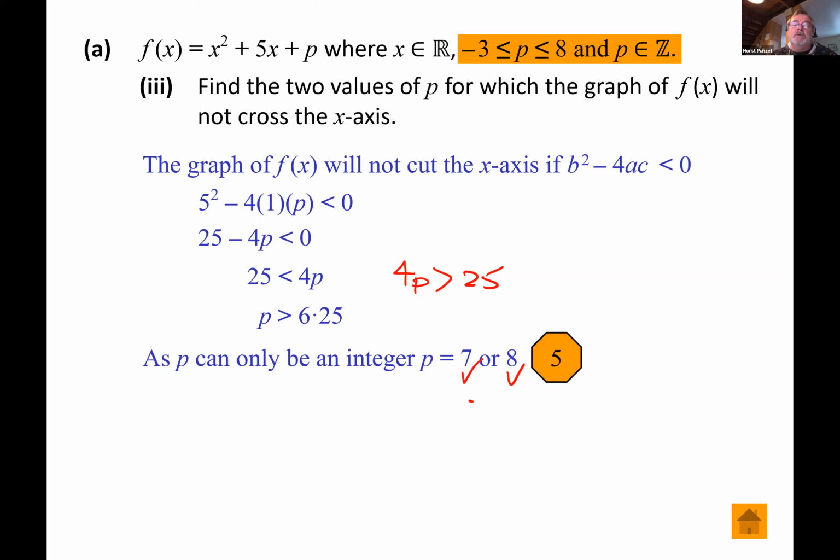I think that's relatively straightforward. Where is that 5 coming from? It's the b value. A is 1 and the c value is p. So we've just substituted into b squared minus 4ac, and we know that if it doesn't cut, it's less than 0. Again, I think we've seen the major types of questions that come up: simultaneous equations, inequalities, and the use of the discriminant b squared minus 4ac. I hope that's okay, and I think at that stage we might leave it.